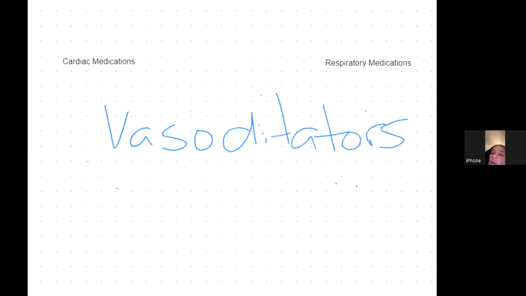Let's talk about those potent vasodilators, meaning that its major job is to vasodilate. It's not something secondary that happens. It just straight up goes in there and vasodilates. What are some of the vasodilators we talked about? Hydralazine, the nitrostat, isosorbide. I can't ever say that word.